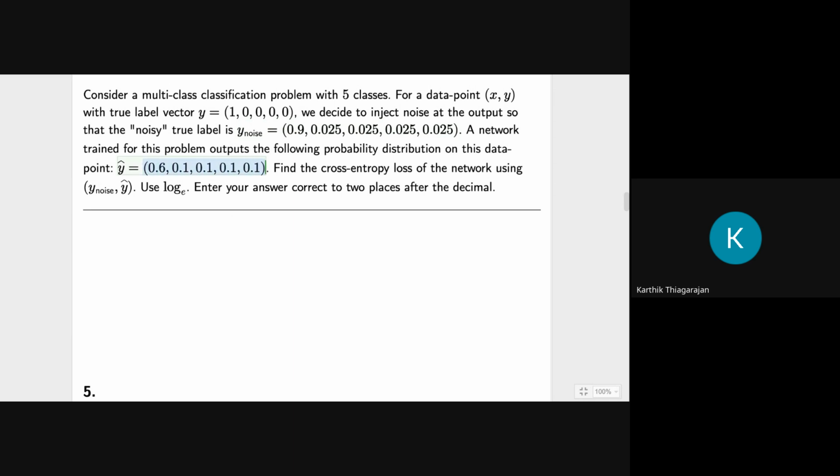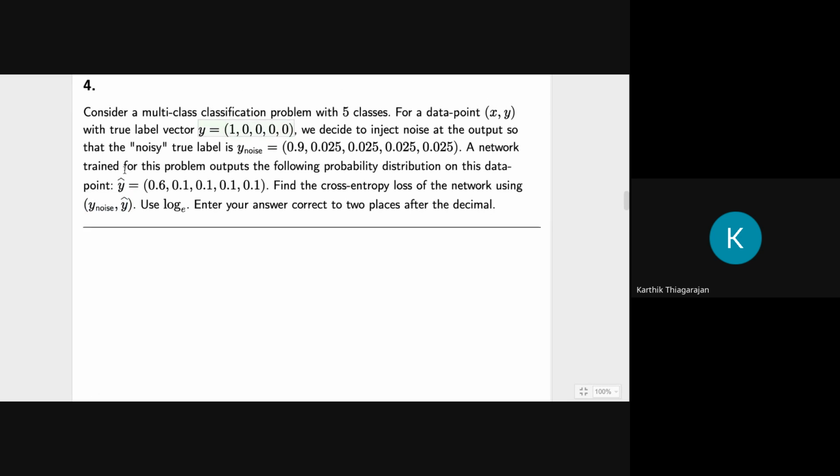Okay. So what you need to now do is find the cross entropy loss. To avoid confusion, we have given explicitly the two vectors that you have to use to find the cross entropy loss, right? You should not do it for y and y hat. Instead, you should do it for y noise and y hat. That's the whole point of adding noise. Okay. So what is the loss as a function of y hat and y noise, right? So this will be, what is the formula?